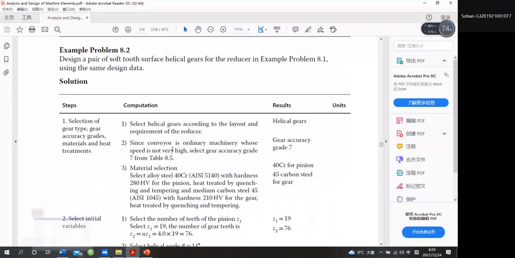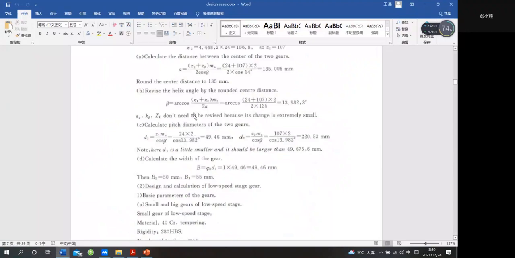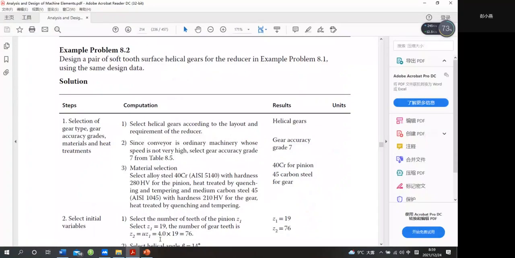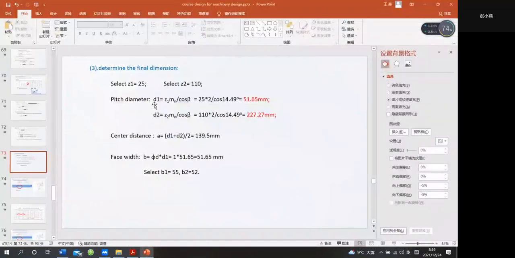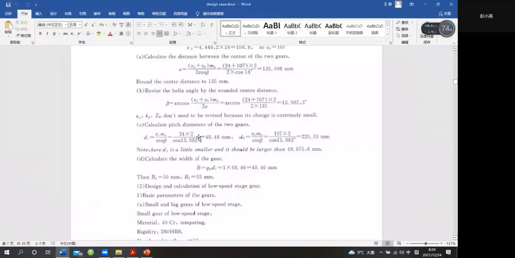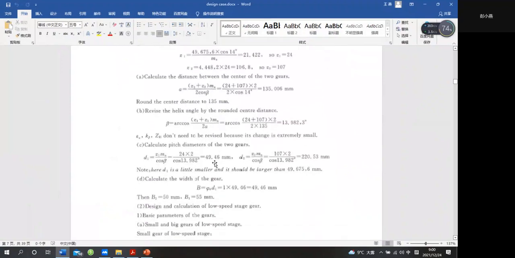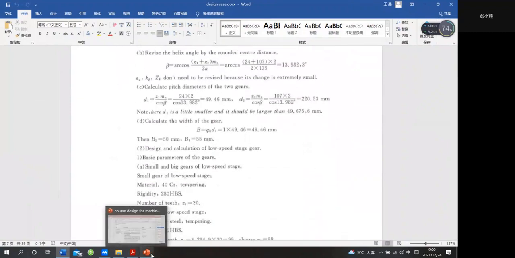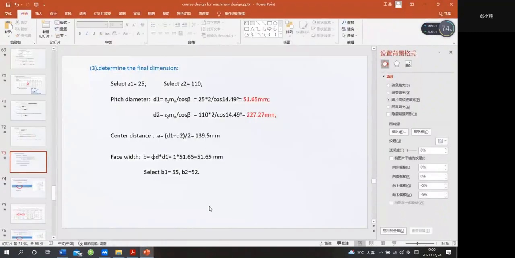Okay, now in the books, this calculation procedure is correct. And in the design case, the procedure is not correct. So you should refer to this procedure, and when calculating D1 it should be larger than this, okay? But in the case this D1 is a little smaller, it should be larger, okay? A little wrong for this case, and then this is the design for the gears.